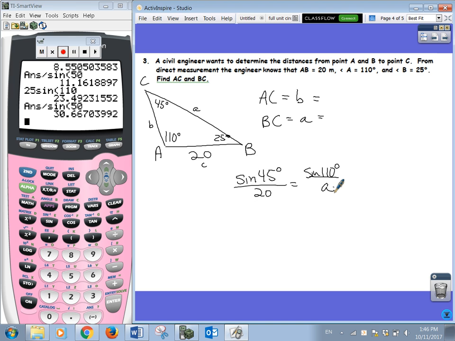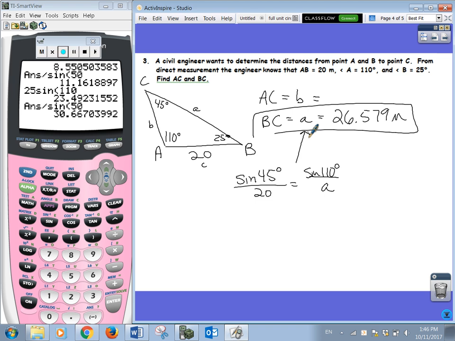Again, cross multiply. 20 times sine of 110 degrees. Be sure you're in degree mode. Divided by sine of 45 degrees will give you A, which is 26.579. And we have a unit, so we need to be sure and put meters. So there is one answer. Then my other answer, which is a setup. Here's the setup for this one.